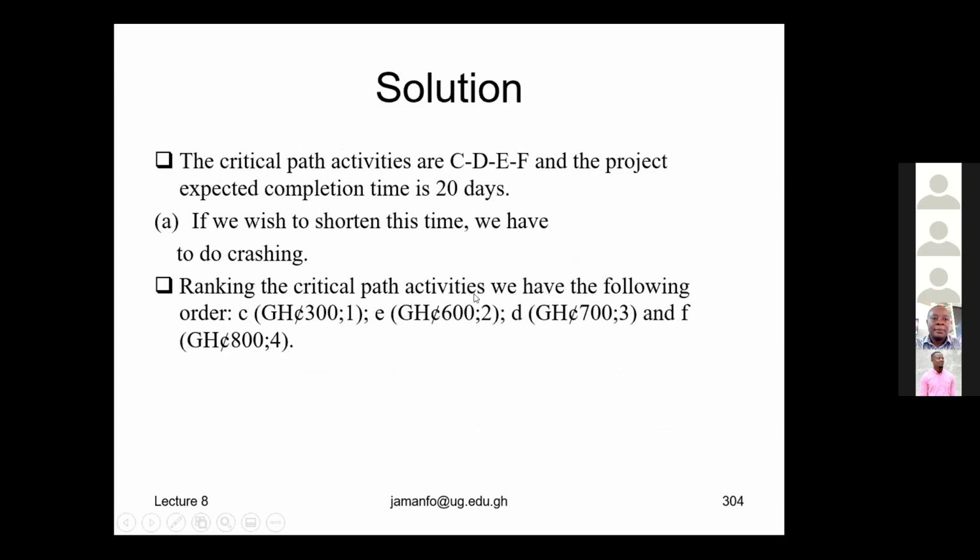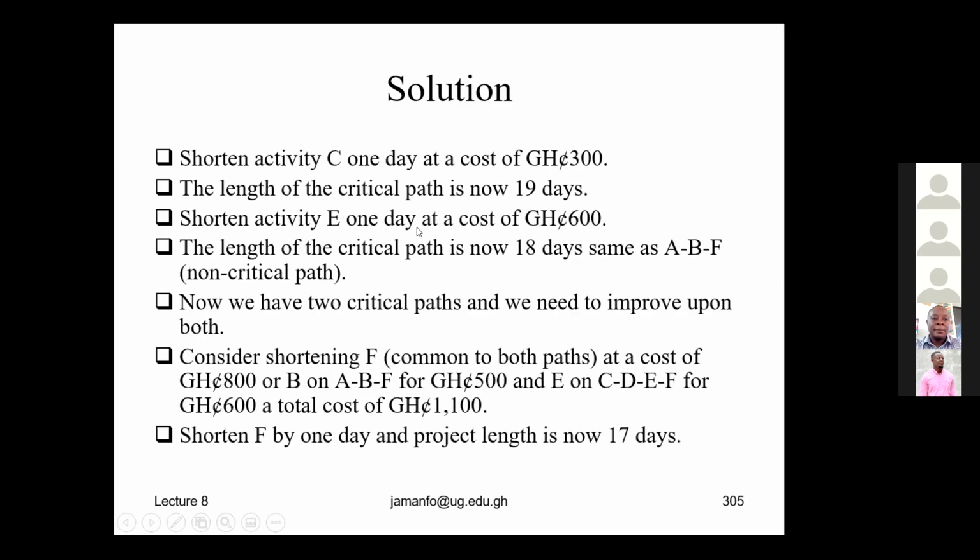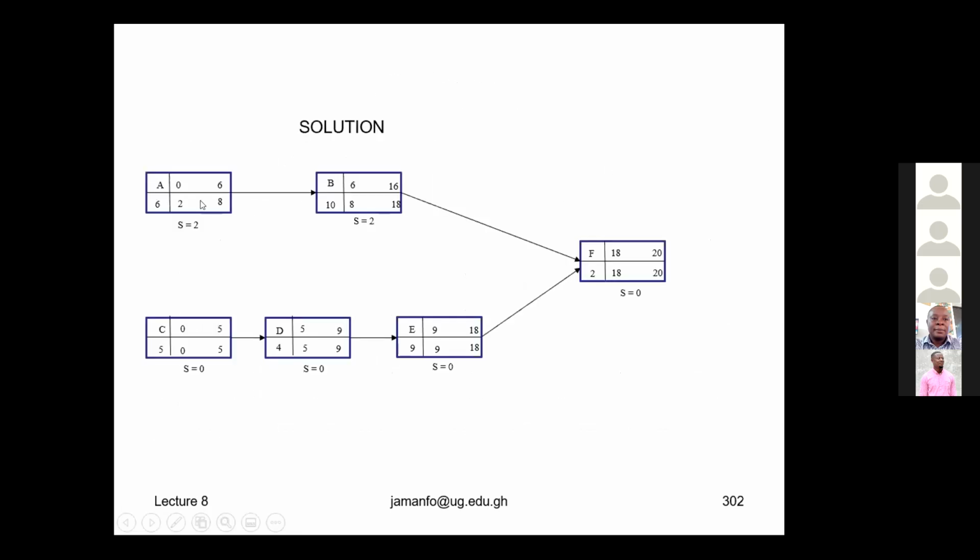Then what is the next? The next is E, 600. So we shorten activity E by 1 day at the cost of 600. The length of the critical path is now 18 days. And 18 days is the same as ABF. Let's calculate the length of ABF. 6 plus 10 will be what? 16. 16 plus 2. 18.